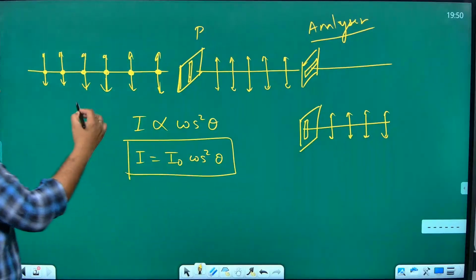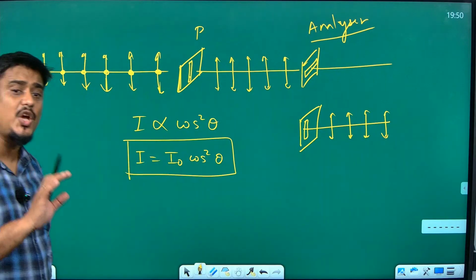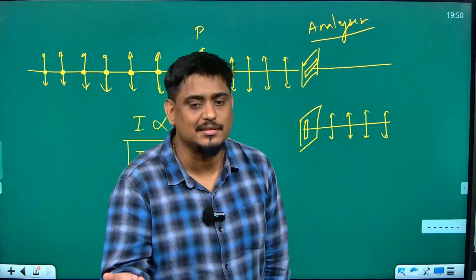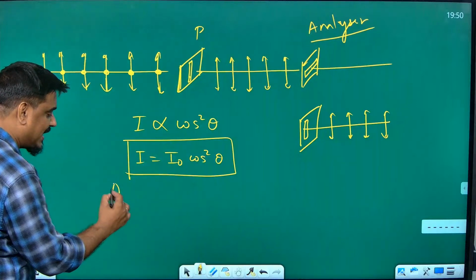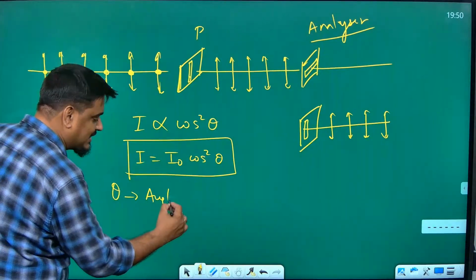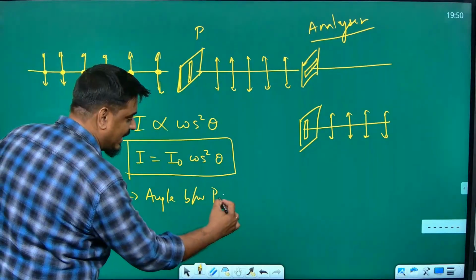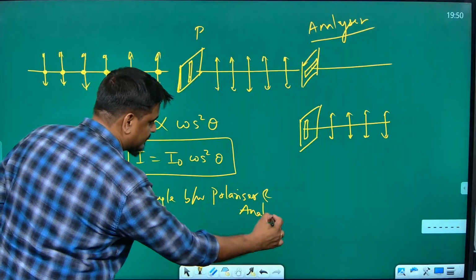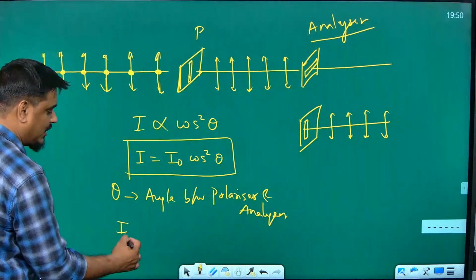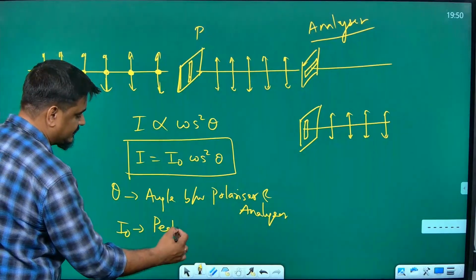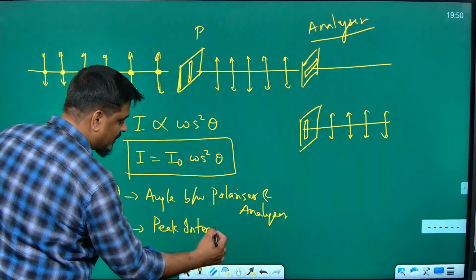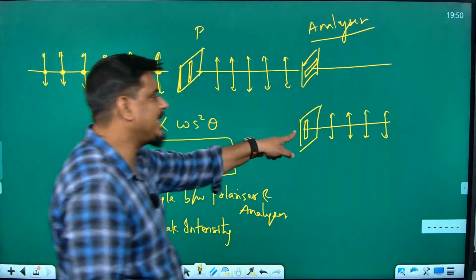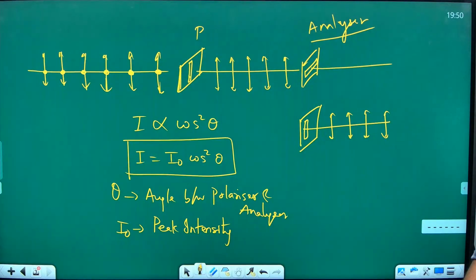Which will make I equal to I naught into cos square theta. Now this formula helps us find the intensity of the radiation after it has passed through polarizer and analyzer. And what is theta? Theta is the angle between polarizer and analyzer. And what is I naught? I naught is the peak intensity or maximum intensity. And now you can see very clearly here, theta became 0. And what is cos 0? 1. So what is I?